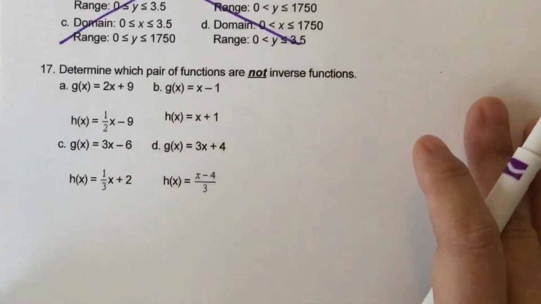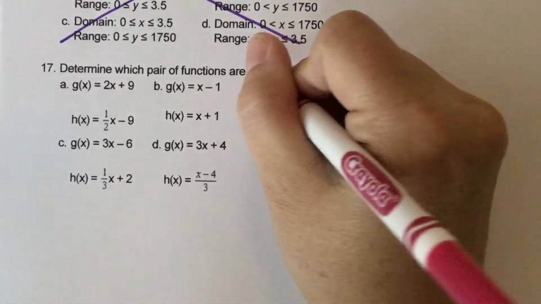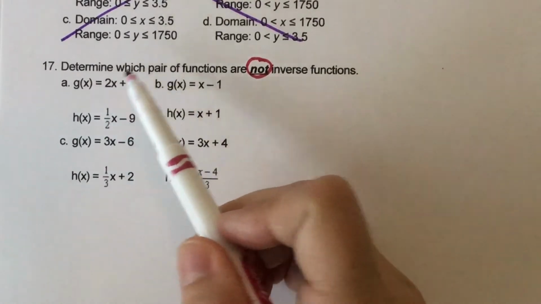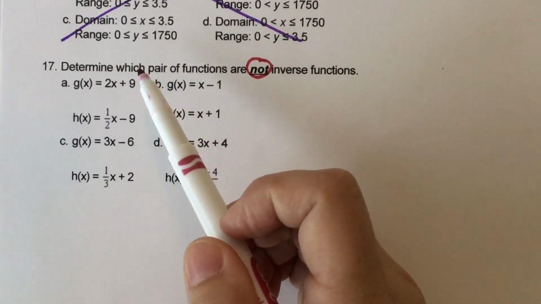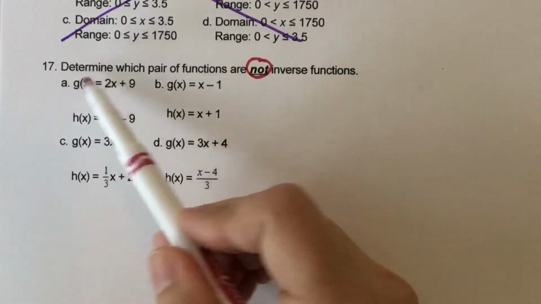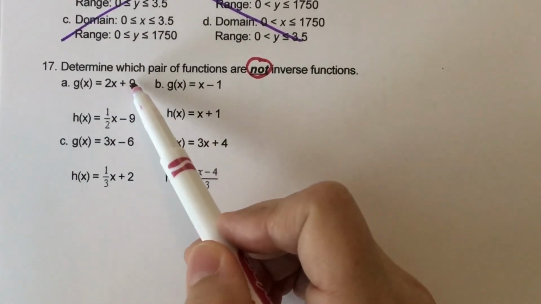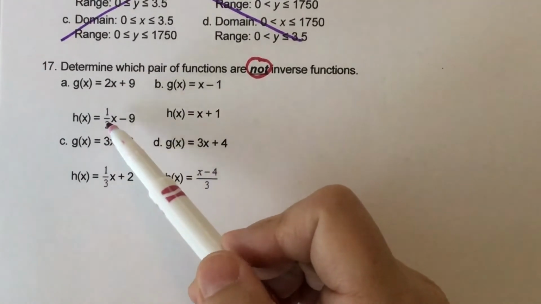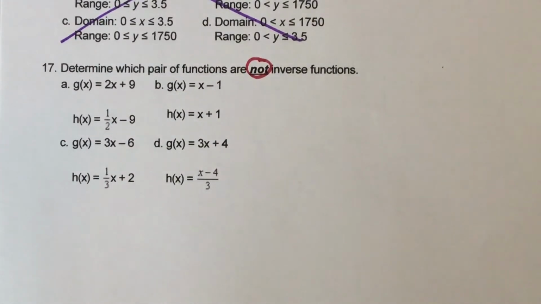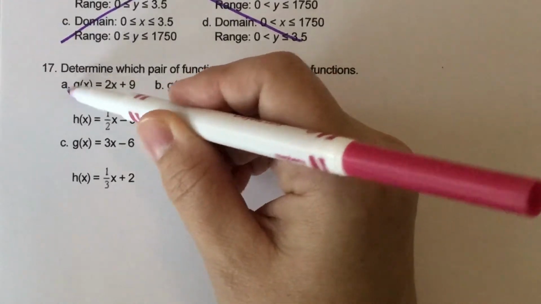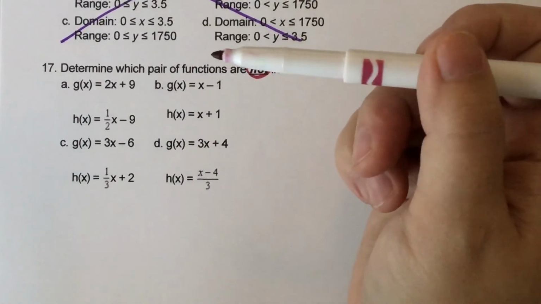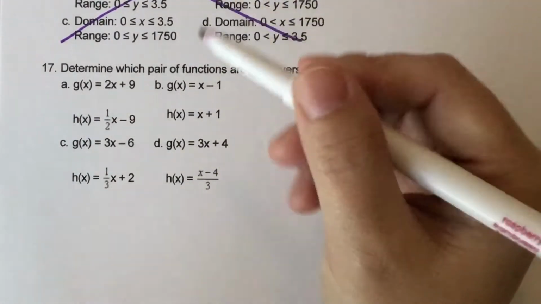All right, now number 17. It wants to know which of these are not inverses. There's lots of things I could do. I could look at the table of this and then look at the table of this and see if they flip-flopped x's and y's. That'd be the least mathematical way of doing it. I could solve this equation by replacing this y with an x and replacing this x with a y and solving. But maybe the table might be the easiest option, though it's going to take a little bit.